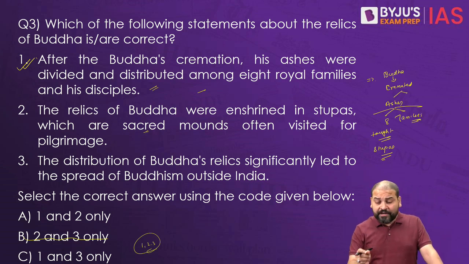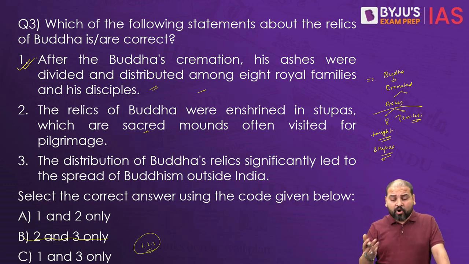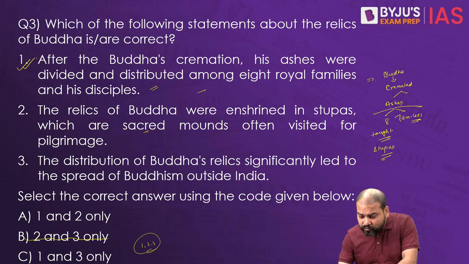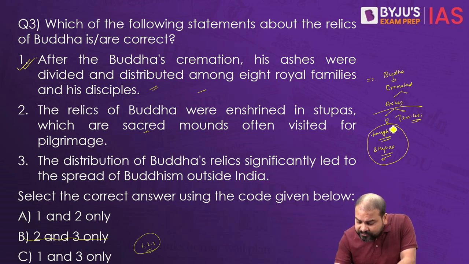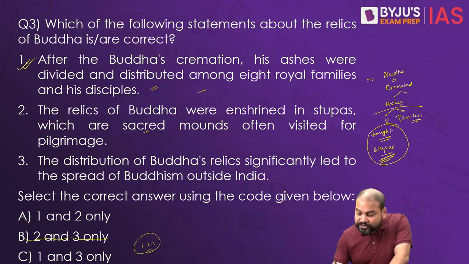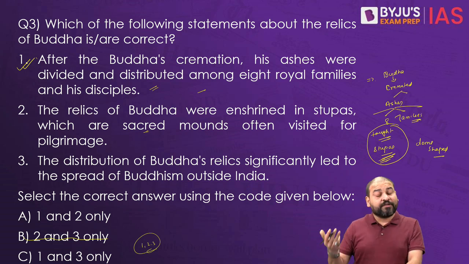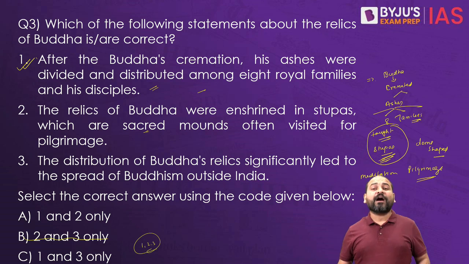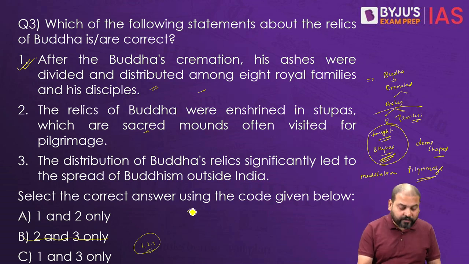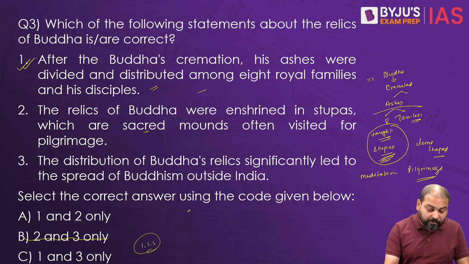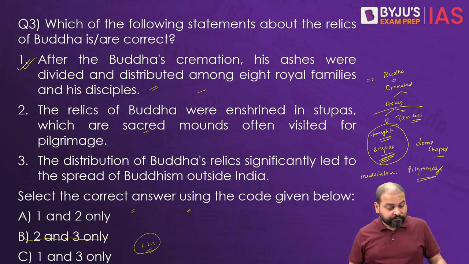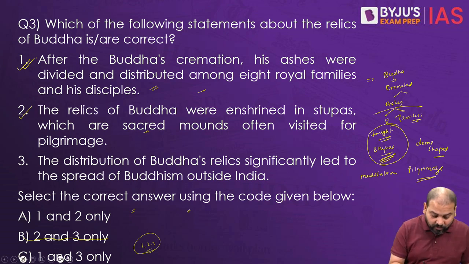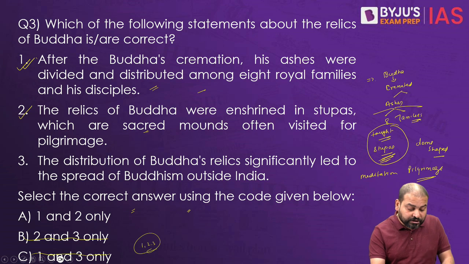The relics of Buddha were enshrined in stupas, which are sacred mounds often visited for pilgrimage. I just now told you that these relics were indeed enshrined in these stupas, which are dome-shaped, and these places people go for meditation, pilgrimage. Thus, they are very, very important points for your Buddhist religion and the people who follow the Buddhist way of life. So, the second statement is correct. C cannot be correct option. Now comes your third statement.